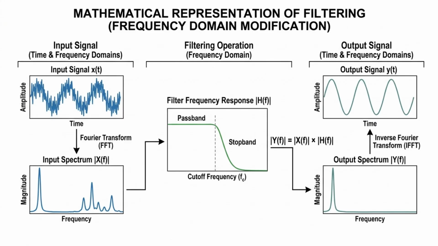Mathematically, filtering modifies the spectral content of a signal. Frequency components inside the passband remain largely unchanged, while components outside the passband are reduced. The output signal, therefore, contains only the frequencies that satisfy the filter's frequency response characteristics.